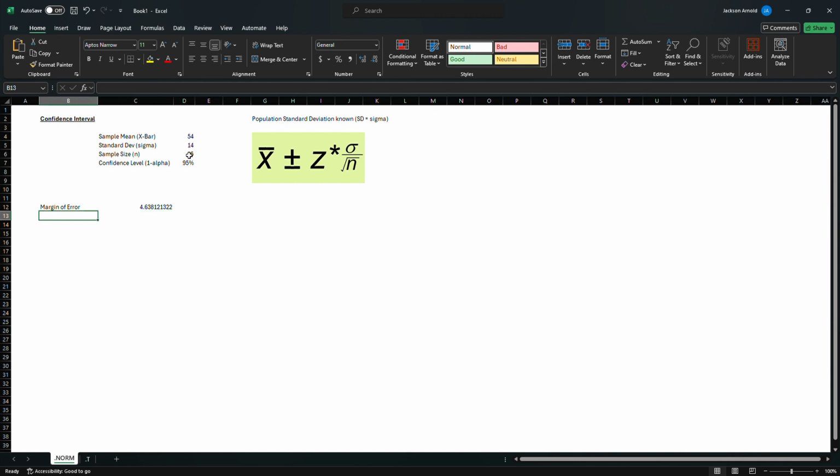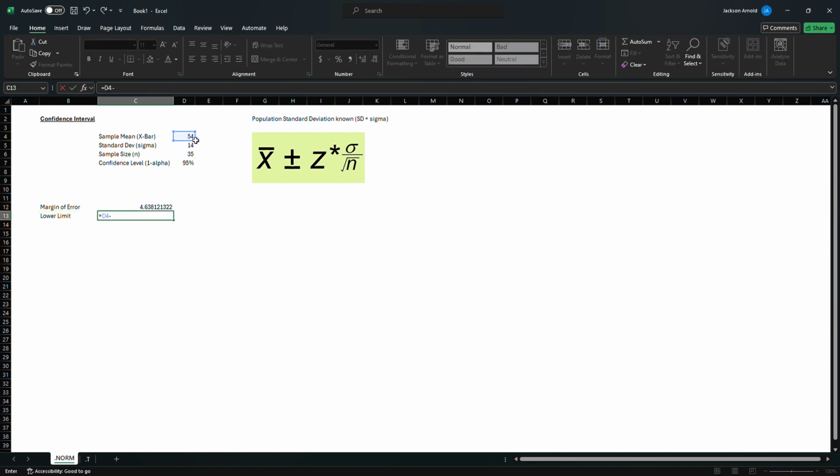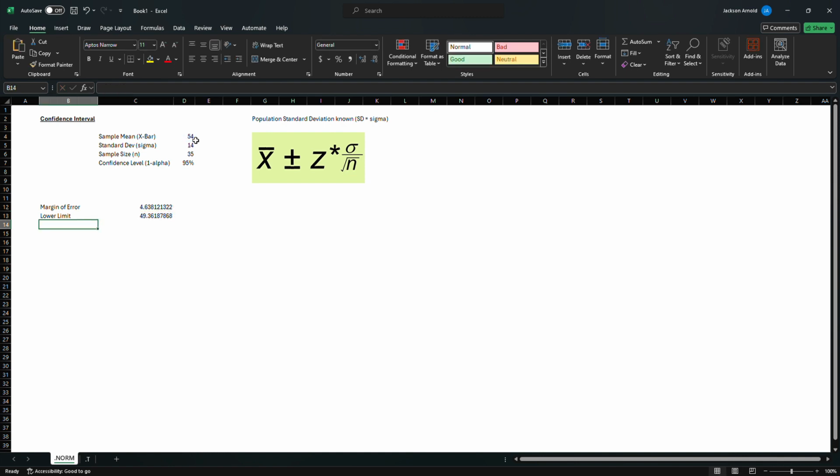We just need to take our sample mean. Let's say the lower limit equals x bar minus our margin of error, which is 49.36 approximately. Now our upper limit is going to be the opposite, equals x bar plus 4.63, which is 58.63. And then we can obviously adjust these.